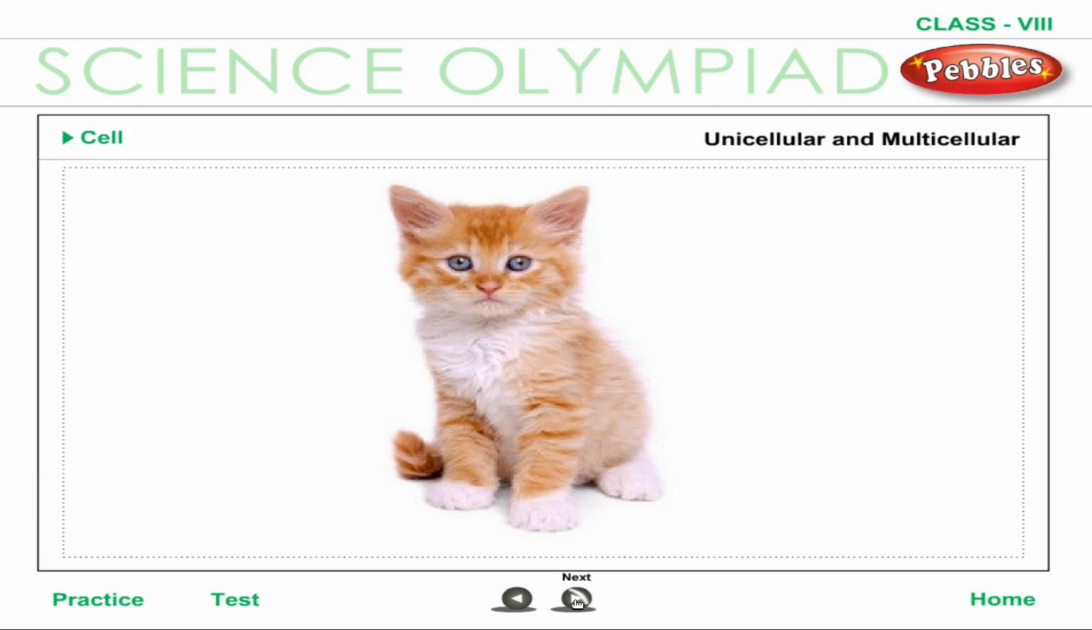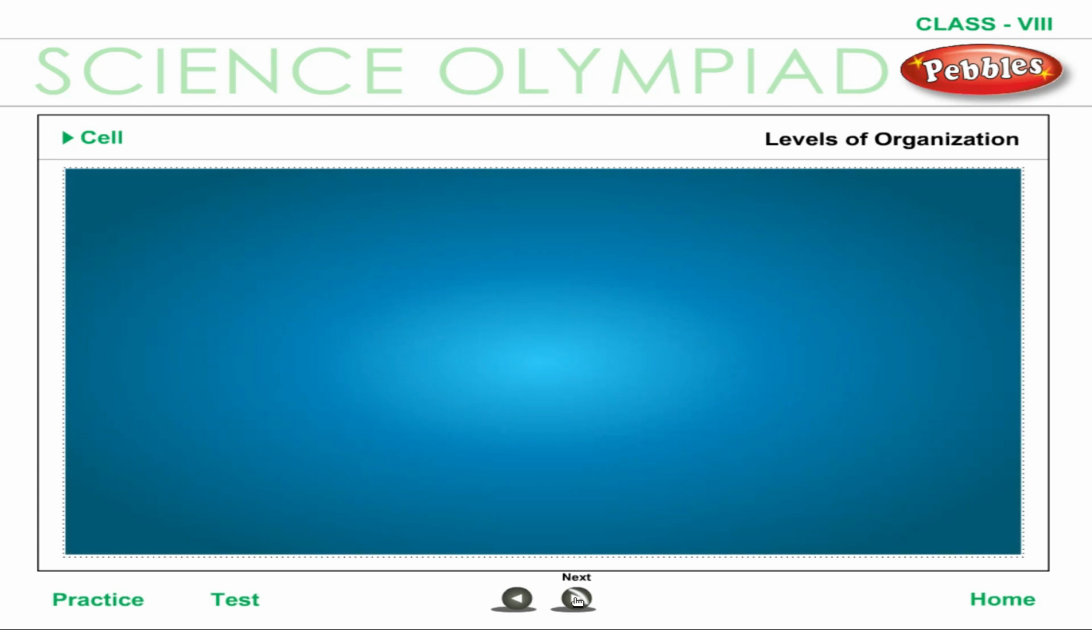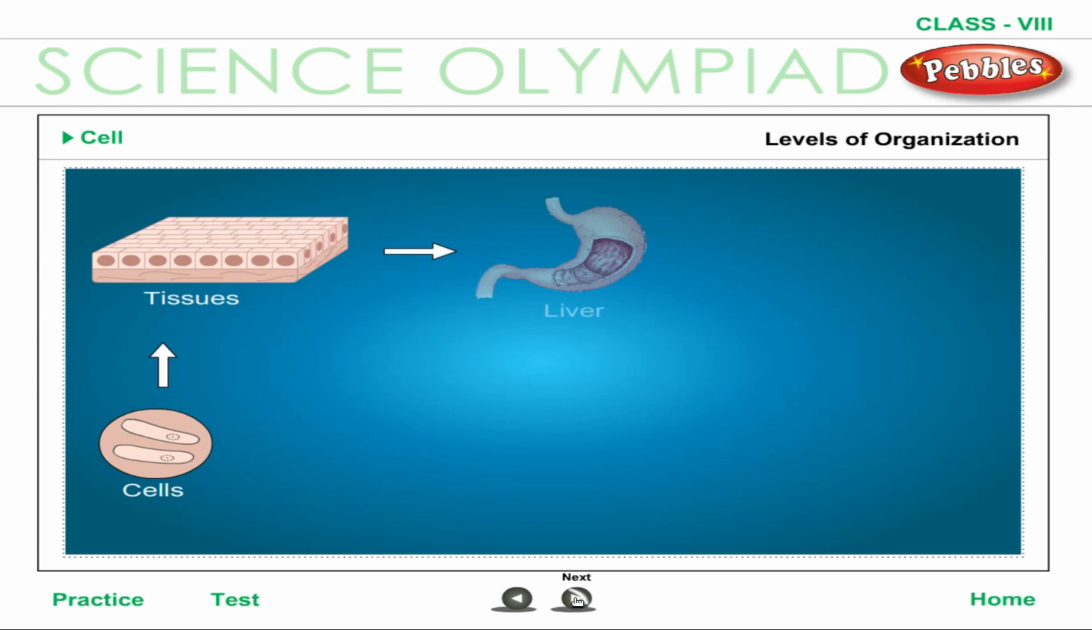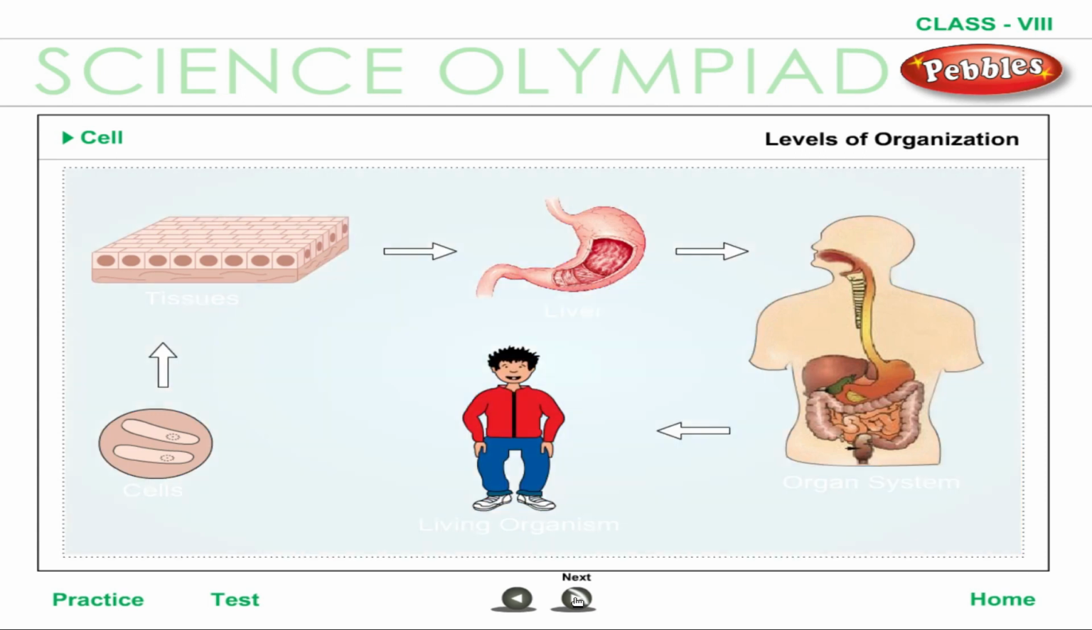Organisms made up of many cells are called multicellular organisms. Most plants and animals that we see around us are multicellular. Levels of organization. In multicellular organisms, cells represent the lowest level of organization. Other levels of organization include tissues, organs, and organ systems. The organ systems get together to complete a living organism, as shown.